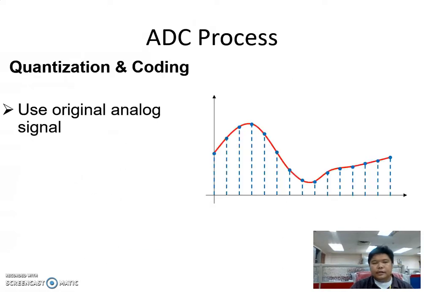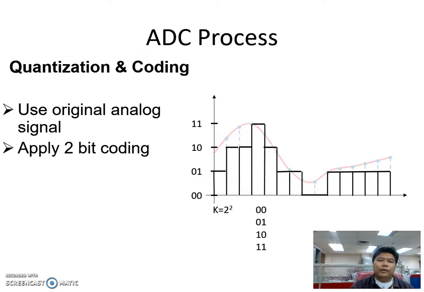Okay, using the original analog signal, we do quantization, encoding, and then we get our sample. So what the ADC does is change the value of analog to the value of digital. Using the original analog signal, apply 2-bit coding. Let's say our signal is going to have a resolution of k equals 2 to the power of 2. That means the whole signal is going to be represented by 2 bits. 00 means the bottom line, 11 means the highest, the Vmax.